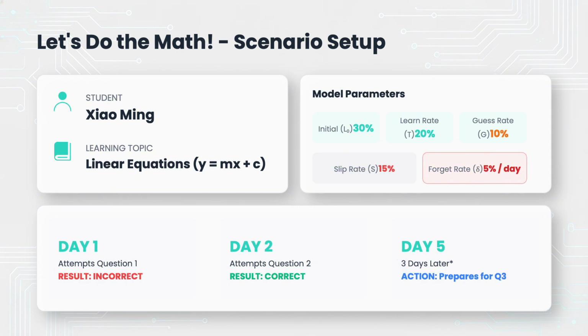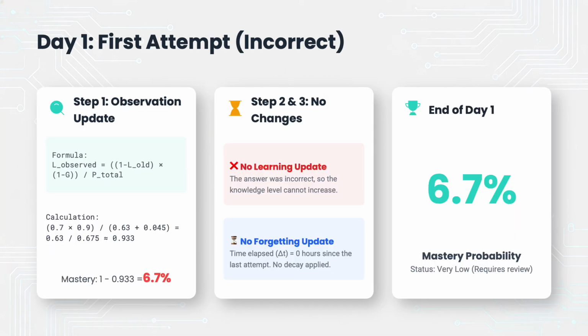We'll track his progress over 5 days with 2 attempts and a gap of 3 days before his 3rd attempt. On day 1, Xiaoming attempts the first question and gets it wrong. We start with the observation update. Using the formula for an incorrect answer, we calculate the new probability.